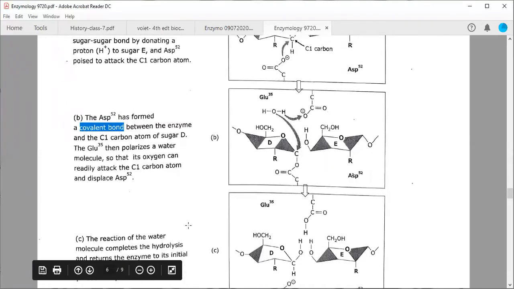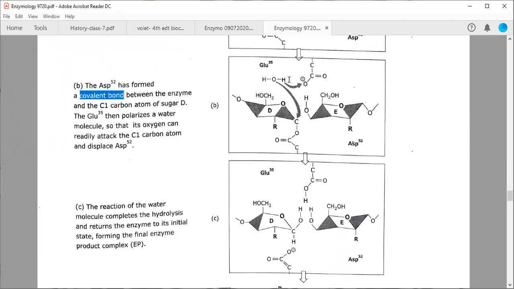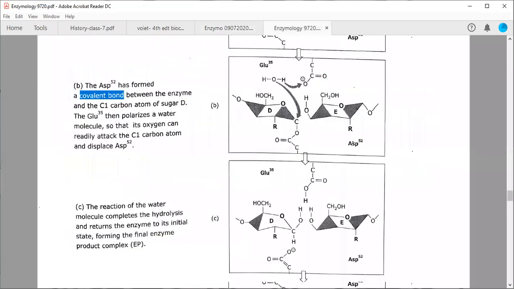So actually you can categorize this in both types. The covalent bond is also formed, and the acid-base catalysis is also happening. I forgot to tell you that most of the enzymes actually work this way. This is written also.